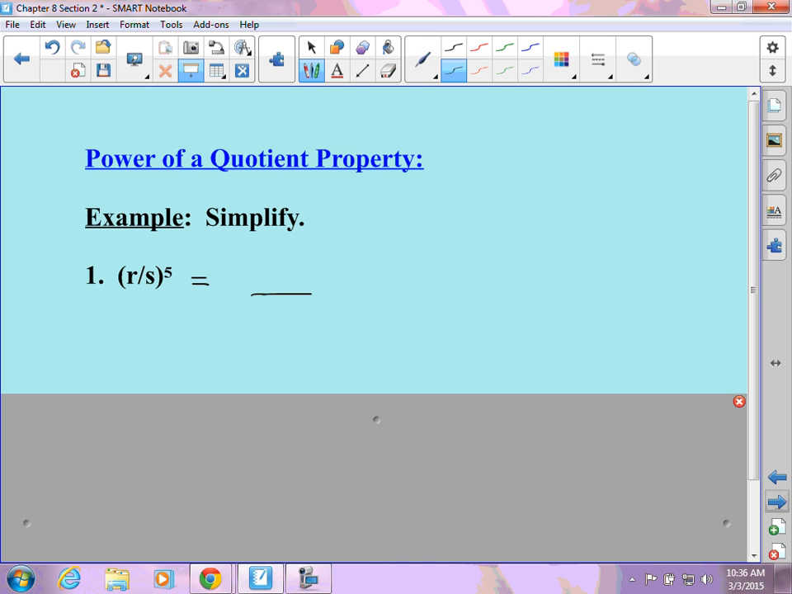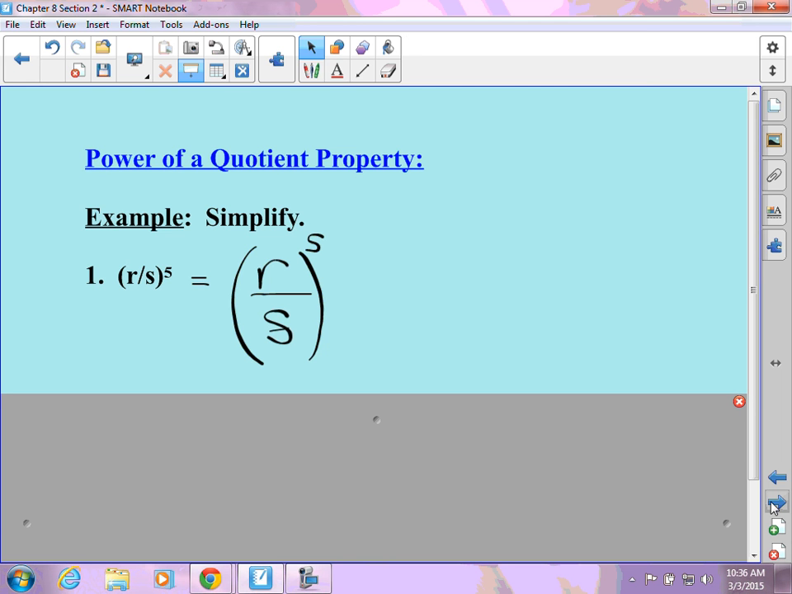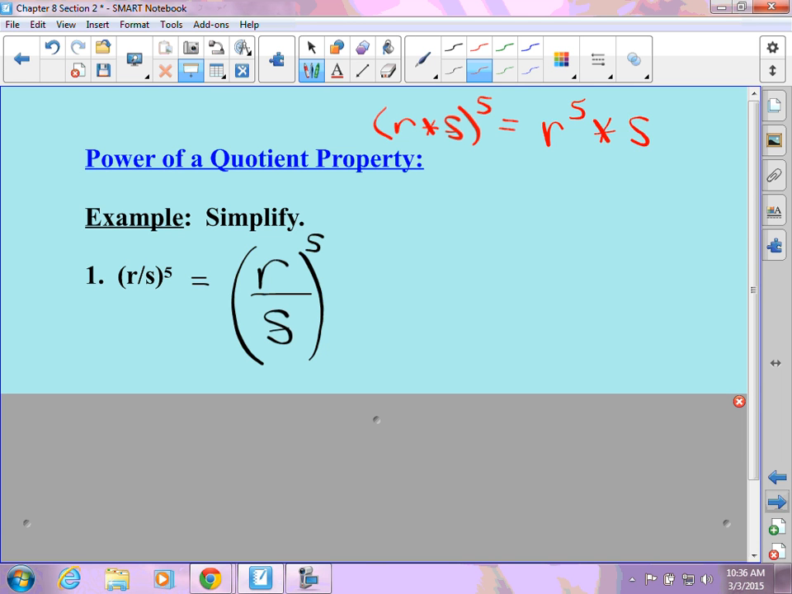Now, if you remember yesterday when we did things, you had a problem like this. Remember that? What did you do with the 5? You distribute it. So you had r to the 5th times s to the 5th, right? Same thing with this, but rather than multiplication, there's division. So it's going to look like this. We're going to get r to the 5th over s to the 5th. And you'll notice on the s, I put a little line like a belt, so the s and the 5 don't look alike.